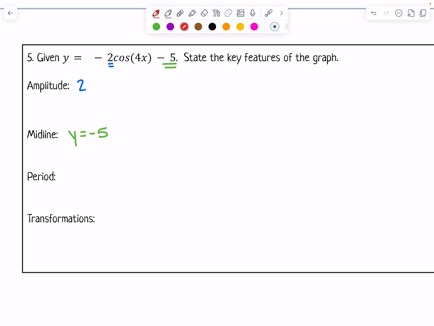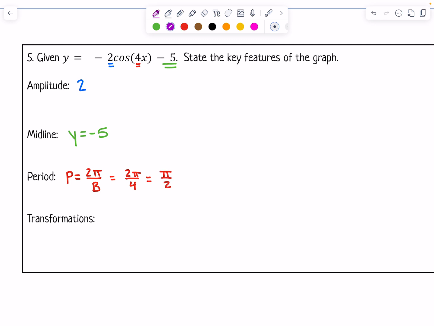And then the period comes from 2 pi. The formula is period is 2 pi divided by b. B is always your frequency, which is squeezed in between the cosine or the sine and your x or whatever variable they're using. So in this case, my frequency was 4. So I just need to do 2 pi divided by 4, which is pi over 2.